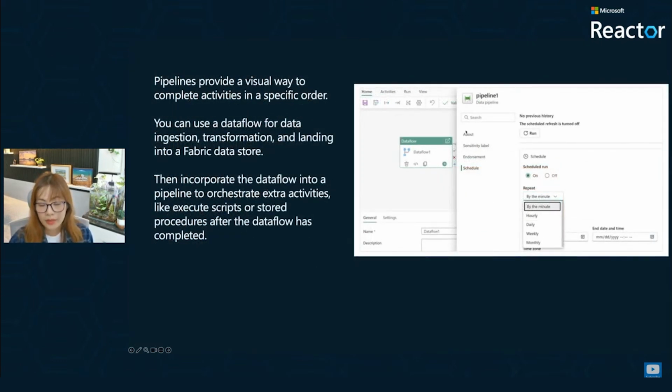Pipelines provide a visual way to complete the activities in a specific order. You can use data flows for data ingestion, transformation, and landing into a Fabric data store. Then you incorporate those data flows into a pipeline to orchestrate extra activities like running scripts or stored procedures after the data flow has completed. On top of that, you can also schedule it to run using the pipeline.